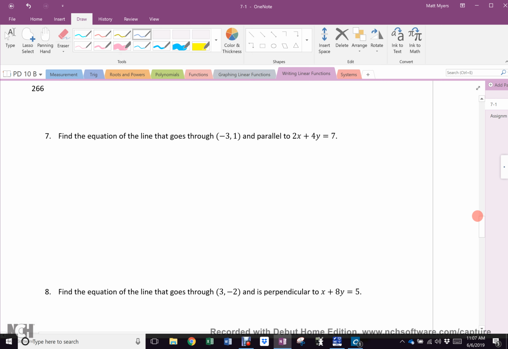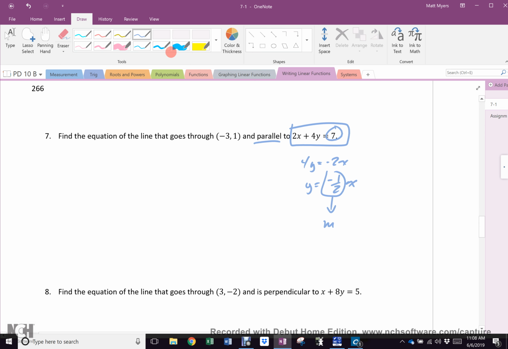Uh-oh. What do we do in number 7? What's the big hint word in number 7? Parallel, which means if I know a slope, do I automatically know the other slope? Why? Because it's the same. How do I get slope out of that? Isolate y. Do I care about the 7? Nope. 4y equals -2x. Y equals negative 1/2 x. What's my slope?